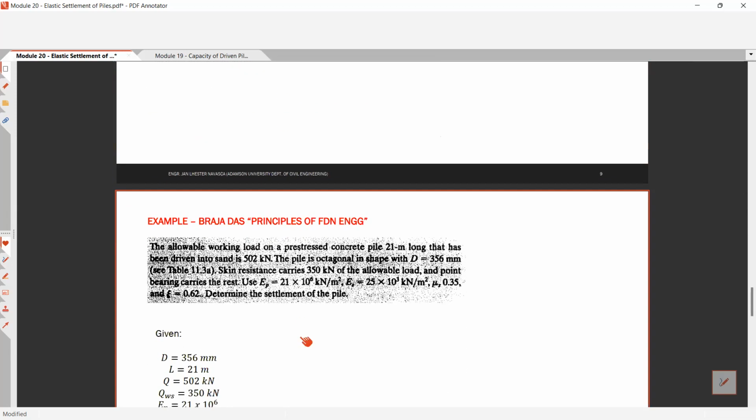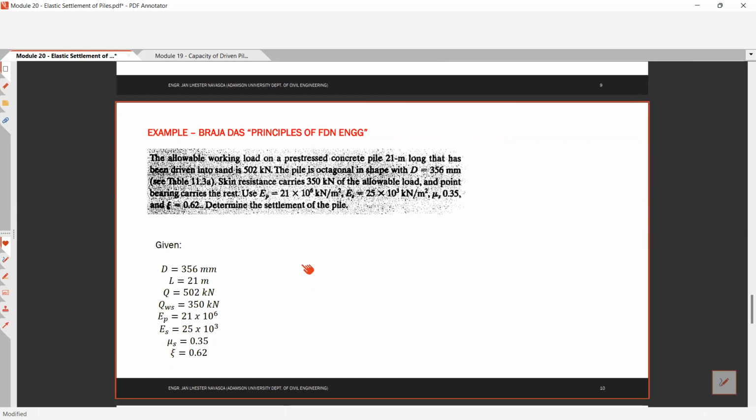Before we start, kailangan natin gawin, type muna natin lahat ng given. Para maging systematic yung pag-solve, take down all the given before you start. Doon ka magkakaroon ng idea kung paano yung approach, at kung ano yung unknown pa. So pwede yon, mga ganong way.